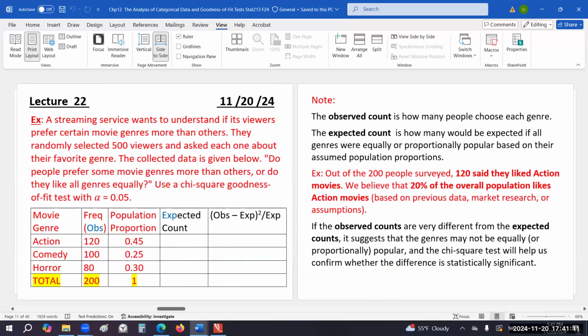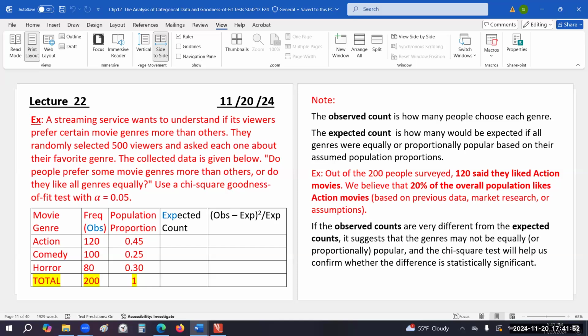So there are some notes I have here. The observed count is how many people choose each genre, and the expected count is how many would be expected if all genres were equally or proportionally popular based on their assumed population proportions. For example, after 200 people we surveyed, 100 people said they liked action movies. So we believe that 20% of the overall population likes action movies based on some type of data we have before.